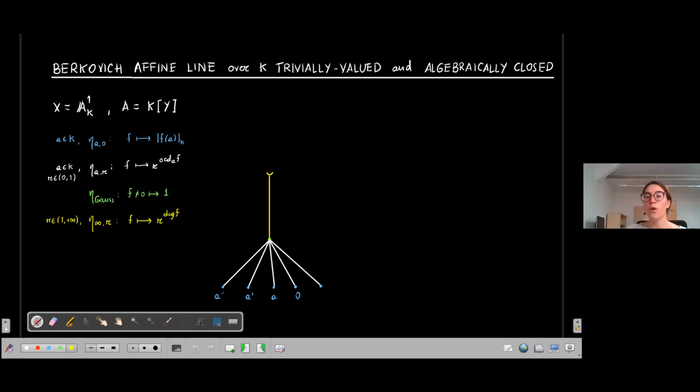And these are all the points. I mean, you can prove that these are all the possible semi-norms that we can define on A that extend the trivially valued norm on K.